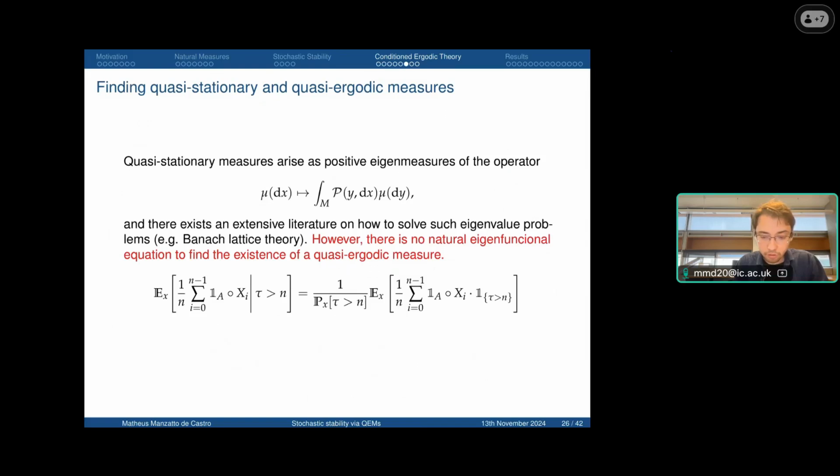The existence of quasi-ergodic measures is extremely unclear, and it comes from the fact that there is no natural eigenfunctional equation that will allow you to obtain its existence. Once again, if you just try to expand this condition, the Birkhoff average, it is something like this. Observe that both parts, this and this, are going to 0 exponentially fast. So the existence of this limit requires some non-trivial cancellation here.